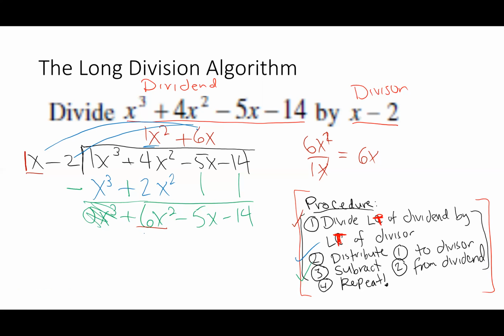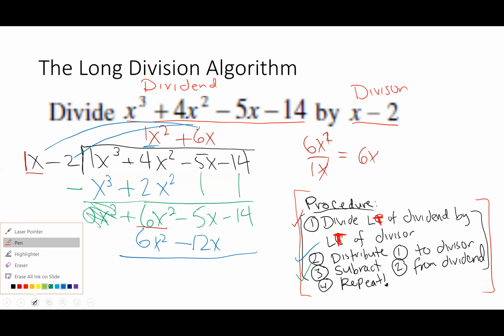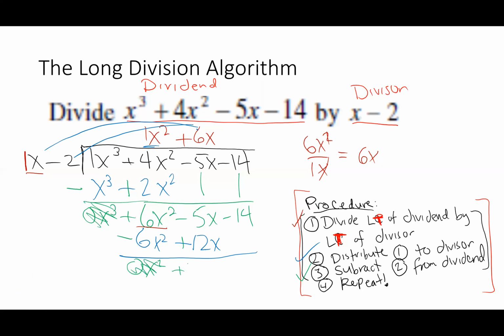So I get 6x squared minus 12x. And now I negate and add. So we negate both of these terms. We add them, 0x squared. We're doing great because these remove each other. And so now I end up with 7x minus 14. Okay, now we are ready to rinse and repeat.